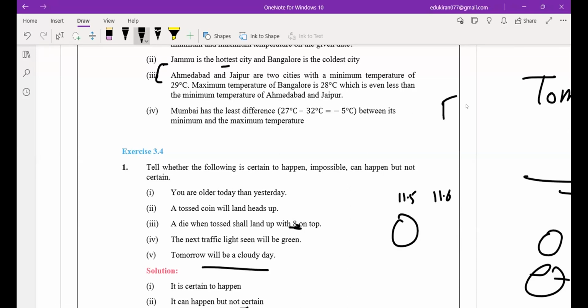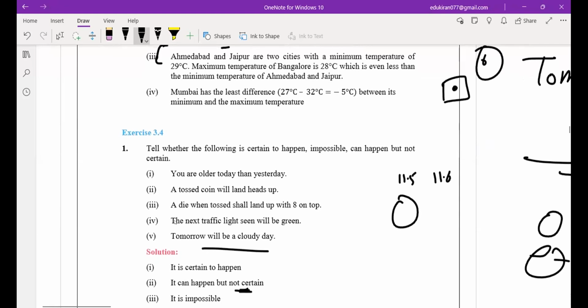Yes, ma'am. Okay. Next one, Tashin will tell. A die. Dice, you know, when we play Ludo and all that. A die when tossed shall land with 8 on top. Ma'am, it's not possible. Why? Because the die only has 6. So it is impossible.